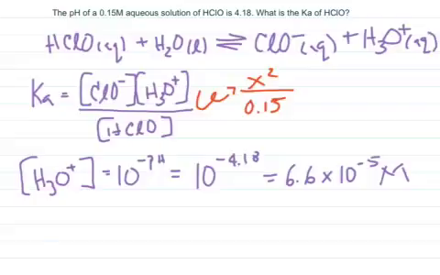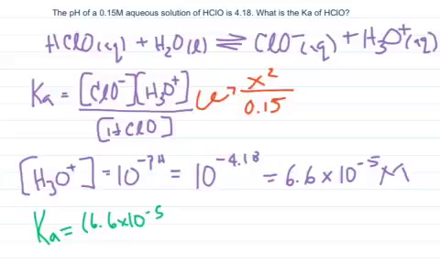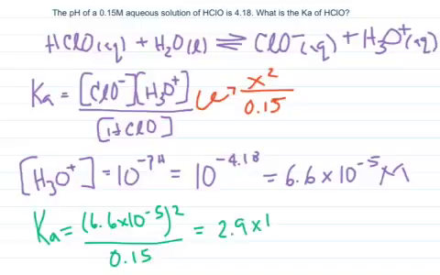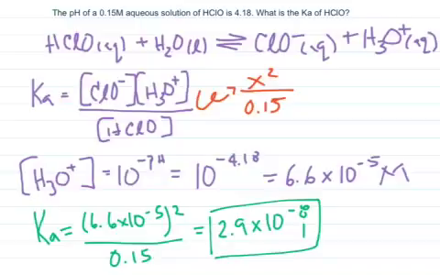So Ka is equal to 6.6 times 10 to the minus 5th. I'm going to square that because I have two of the same numbers, all over 0.15. And I get 2.9 times 10 to the minus 8 as my answer, molarity. So again, it needs to be 2 sig figs because I have 2 sig figs after the decimal point for my pH.